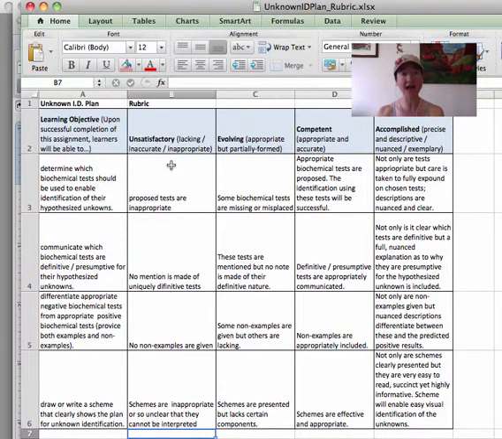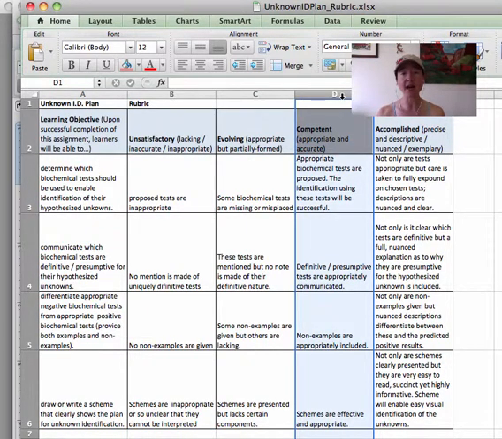Unsatisfactory means that it's lacking, it's inaccurate, it's inappropriate, it's just not fully formed. The second column over is evolving, which means that it is starting to get there, but something's not quite fully formed. So that is, it's partial. It's only part way there. It's getting there, but it isn't there yet.